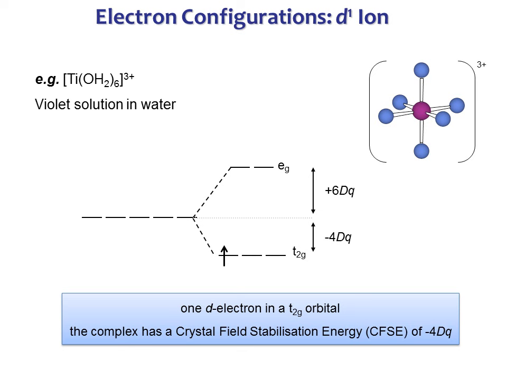So let's remind ourselves how to calculate the crystal field stabilisation energy. This is simply the sum of the relative stabilisation energies of the electrons. Here, the d1 electron is stabilised by minus 4 dq. If light of just the right energy is absorbed, the electron can jump the 10 dq energy gap to reach the first excited state. We observe the complementary colour to that absorbed, and in the case of this titanium hexaaqua complex, it's a violet coloured aqueous solution.